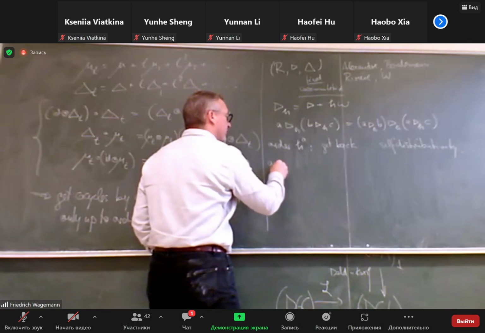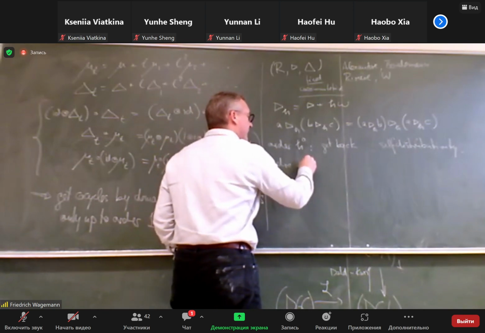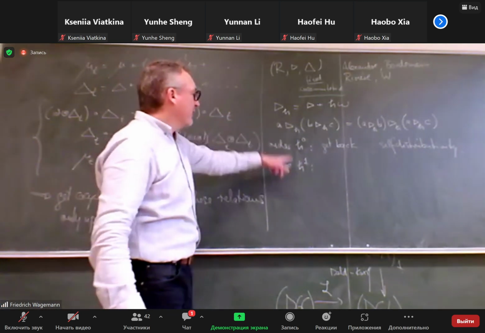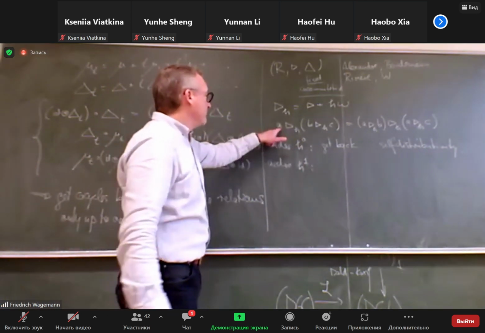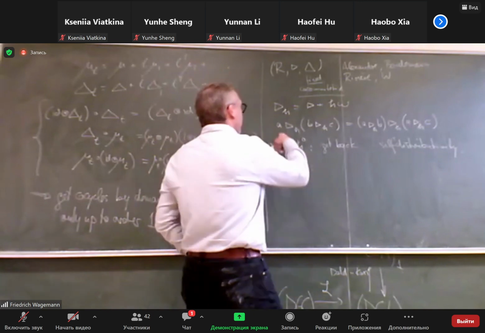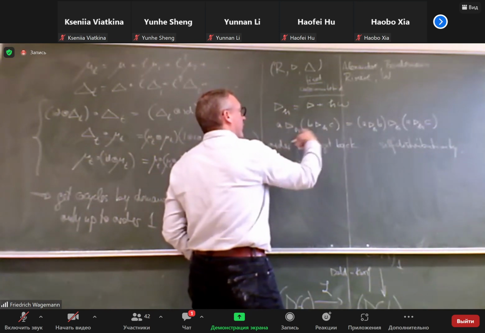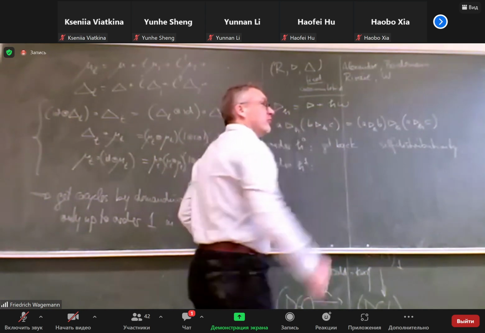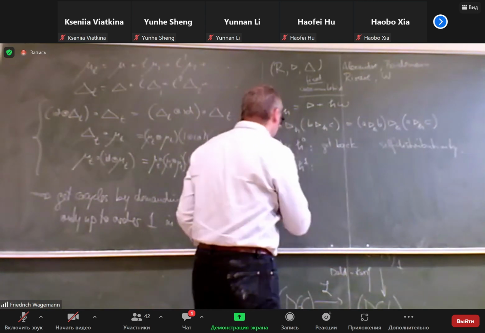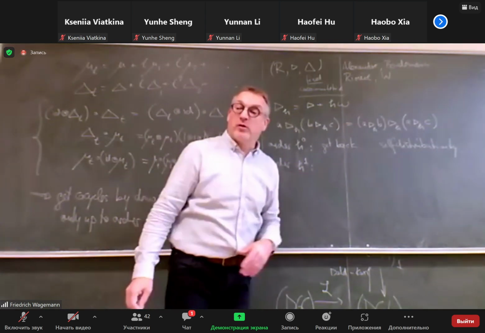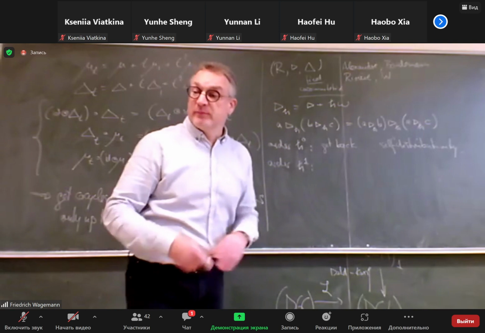But the interesting term is in order h bar to the 1. So what do we get in h bar? We can take the omega here or here, but not in both, because we are neglecting all terms in h bar squared.